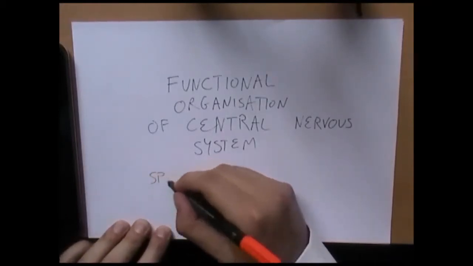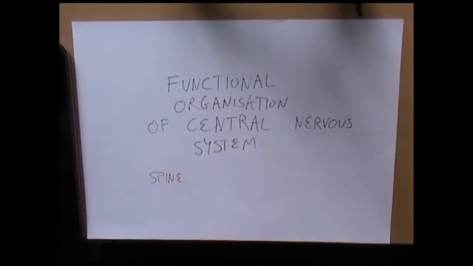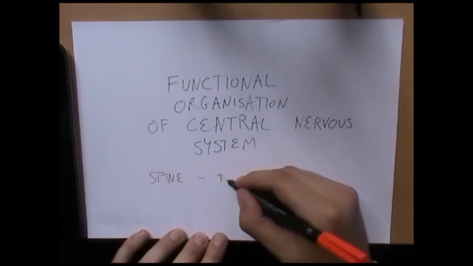Okay, welcome to this lecture on the functional organization of the central nervous system. Although specifically what we're going to be looking at in this lecture is the spine. We'll be looking at the brain in a separate lecture. So in this exciting episode, we are going to discuss the spine, and specifically we're going to look at the tracts of the spine.